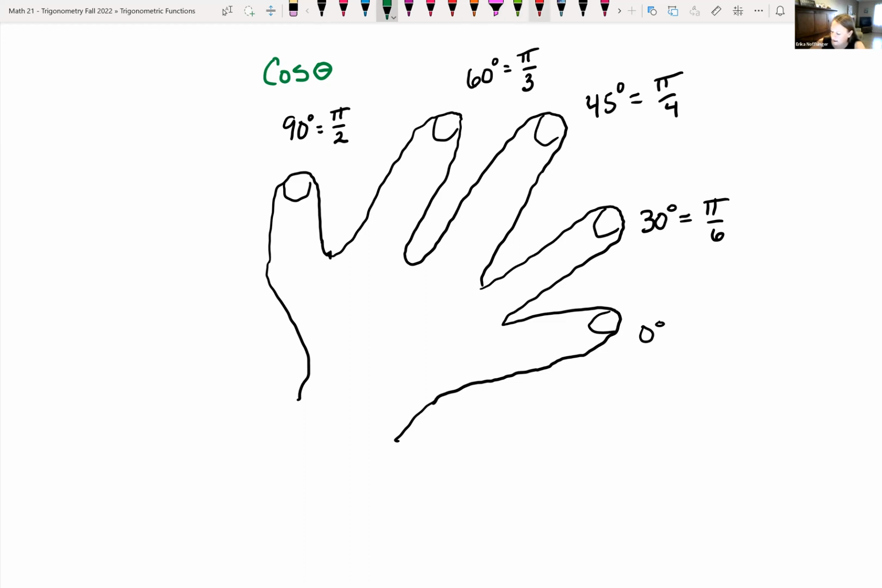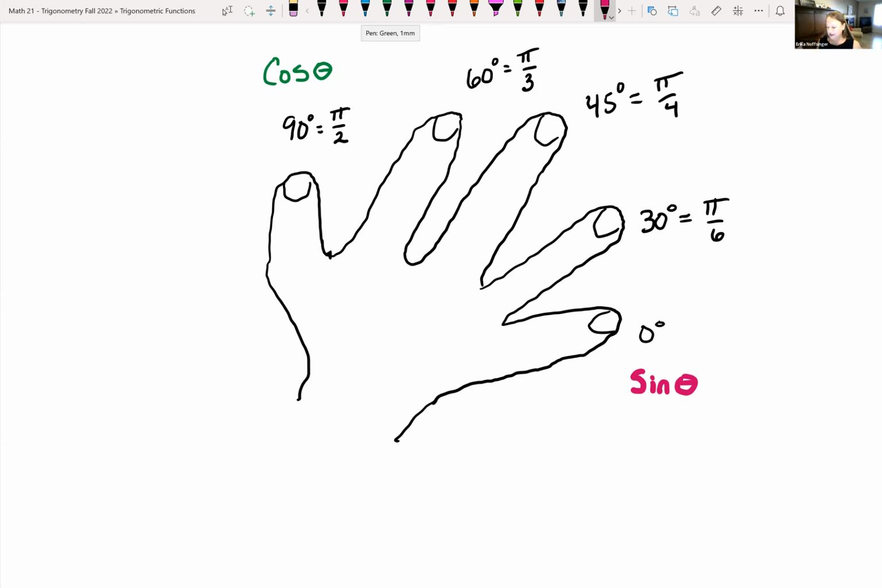And sine is starting at the bottom, which is my pinky. When we're figuring out what these trigonometric functions are at these angles, we're counting the number of fingers that we're using to get to that angle. If we're looking at cosine, we're counting down how many fingers it takes to get from my thumb down to that angle. And if we're looking at sine, we're looking at how many fingers it takes to count up from my pinky to get to that angle.